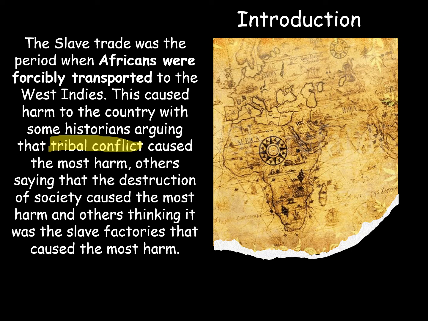Others saying that the destruction of society caused the most harm, so that's going to be my second paragraph that I'm going to talk about. And others thinking it was the slave factories, which obviously we talked about in the last lesson, which is going to be my third paragraph that I'm talking about in this mini essay. So these are the 3 areas that I'm actually going to talk about in my mini essay: tribal conflict, destruction of society, and slave factories. So pause the video, copy your introduction, and then move on to the next slide to help you start your main body.